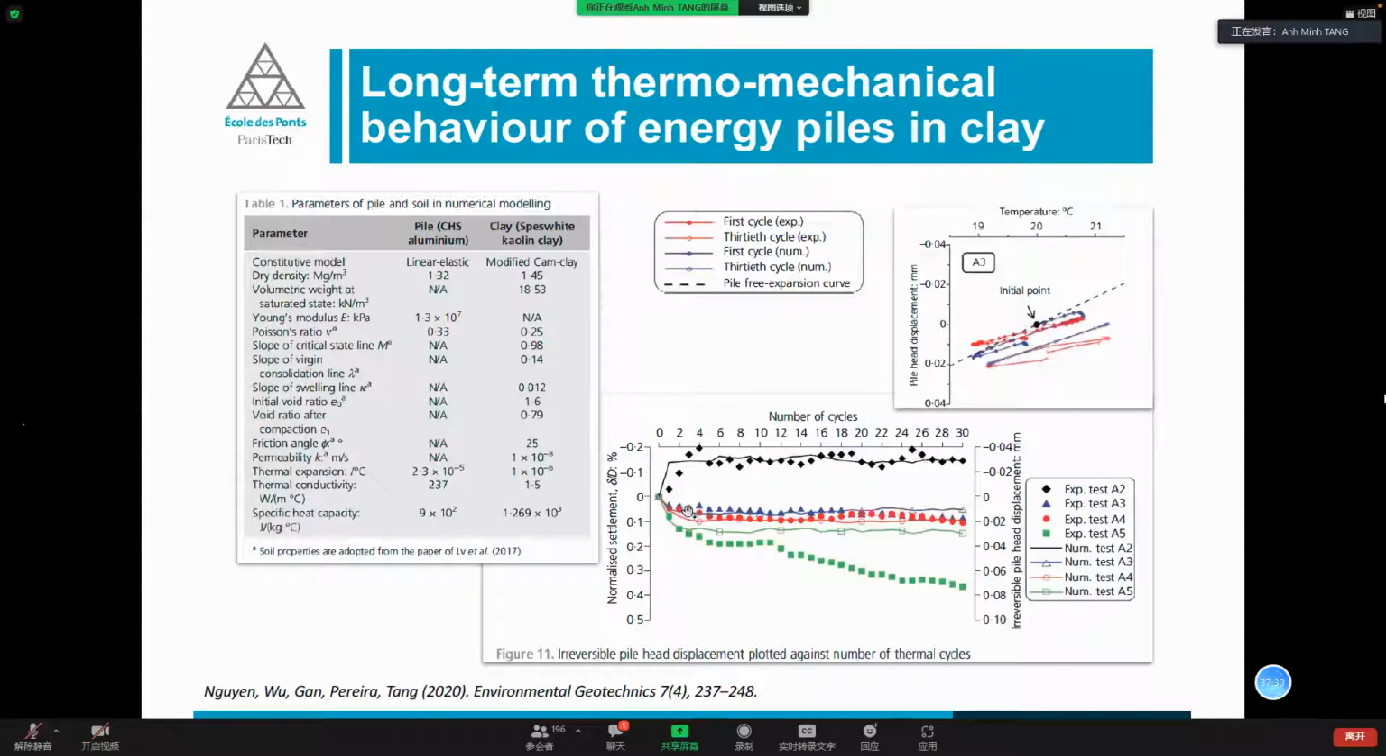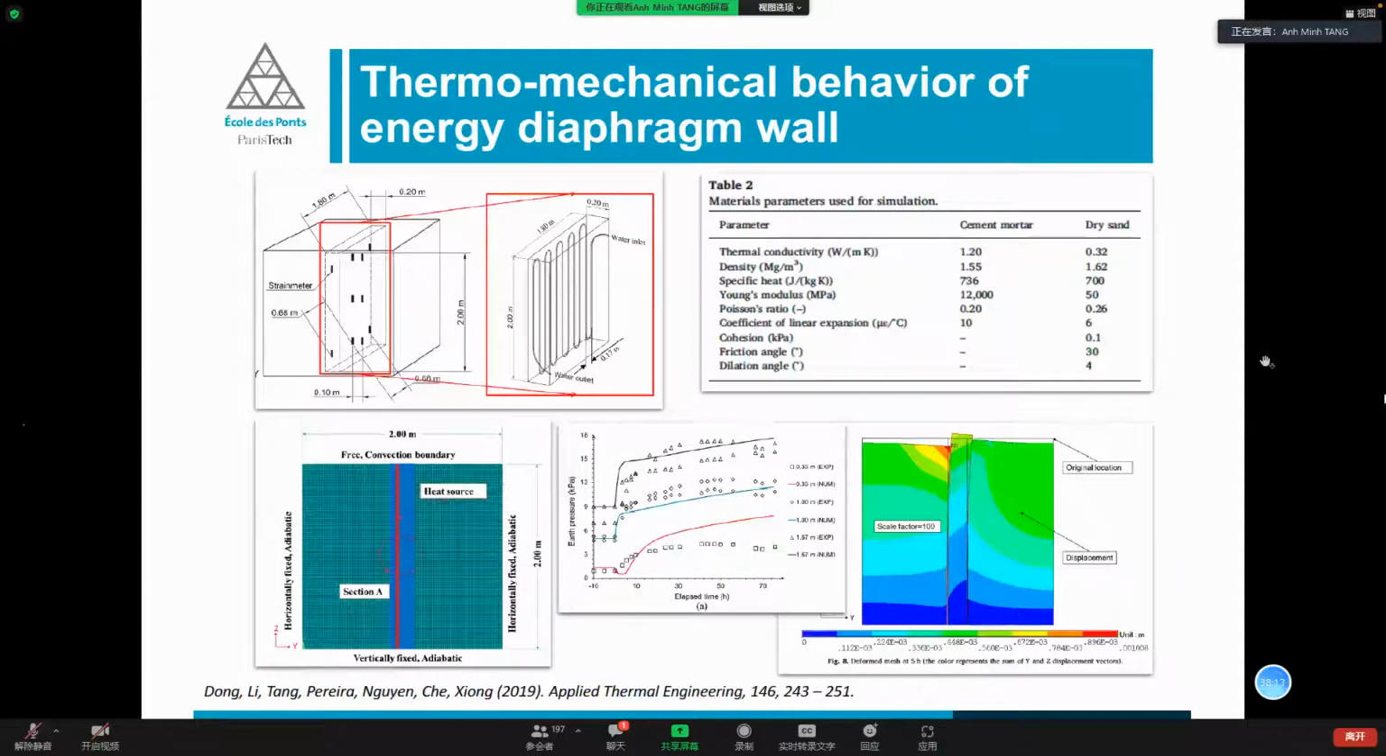But when we perform several cycles, we can still observe a sediment of the pile, except in this case where there is no load at the top of the pile. And then we use another, more complex software where we can impose also the thermal expansion, not only in the pile but also in the soil, to see what happened. But finally, we see that it can also reproduce the behavior obtained in the soil in the model. So with this result, we go further with another type of structure.